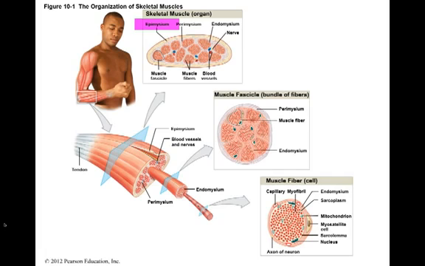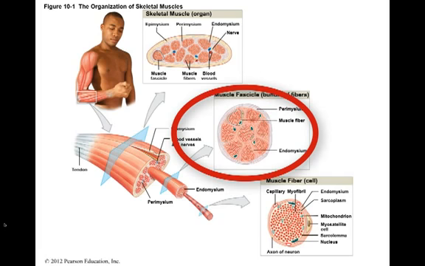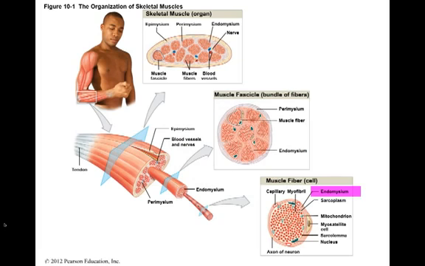It separates the muscle from nearby tissues and organs. The perimysium divides the skeletal muscle into a series of compartments. Each compartment contains a muscle fascicle. The perimysium contains blood vessels and nerves. Within each fascicle, the endomysium is more delicate and surrounds each individual muscle fiber.